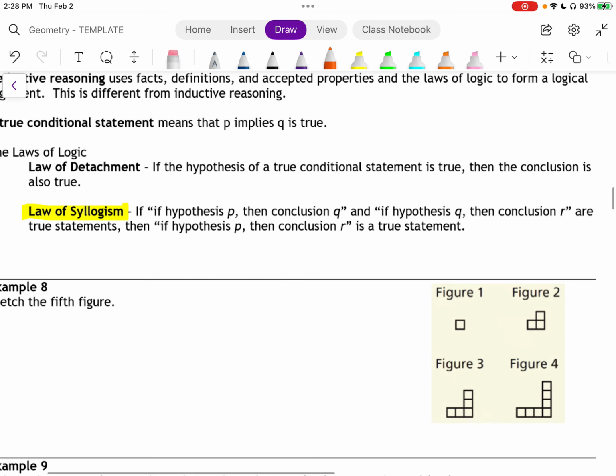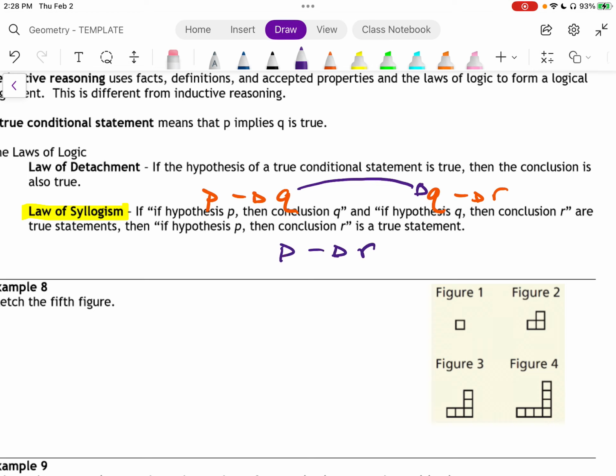The law of syllogism talks about putting statements together. So you start off with if P, then Q, then if Q, then R. Right? So you have two different statements. Well, they're saying you start off with if P, then Q, then you can jump over here, Q, then R. You can kind of put them together. Well, if P, then R. Right? So it's like putting two different statements together to make a more simple statement.